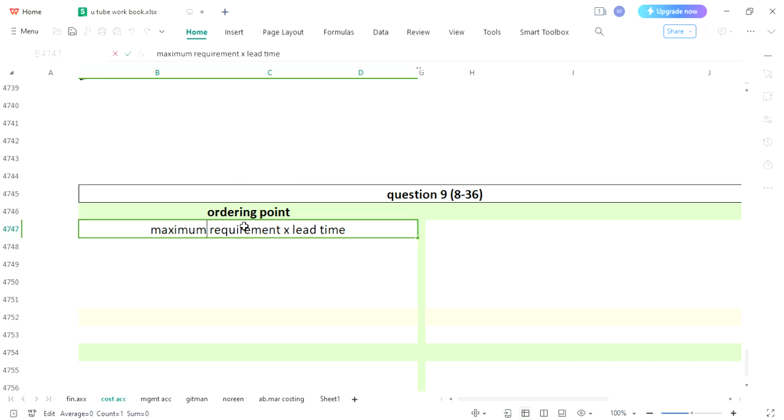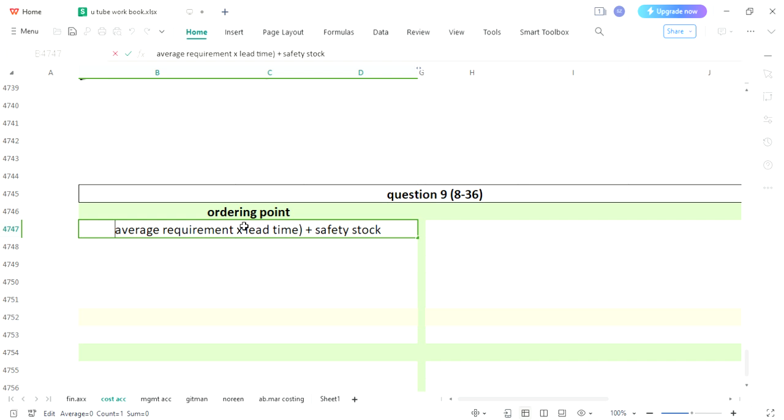Instead of maximum requirement, you will alter this formula and will write average requirement, and you will multiply it with lead time as usual. Then you will add safety stock. So guys, in this way you will change this formula in case safety stock is present.